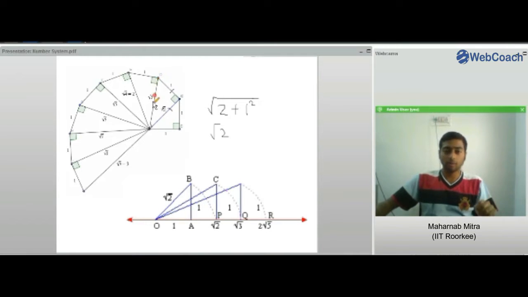Then for square root of 4 we continue in the same method. Take square root of 3 as the base here and take the height as 1, and you will get the hypotenuse as square root of 4, which is 2 itself, right? So you can plot 2 on the number line.